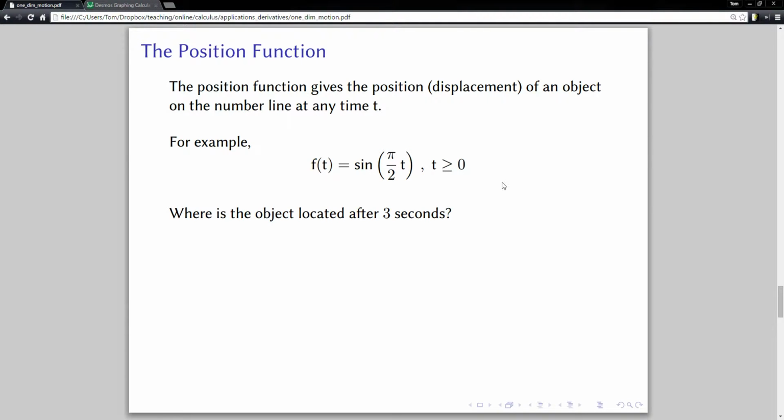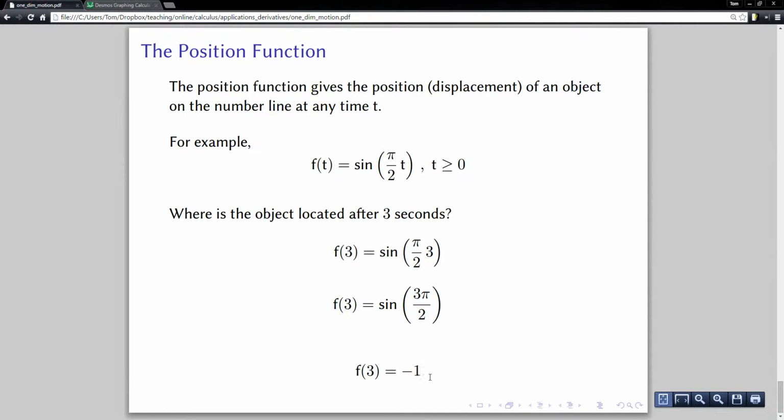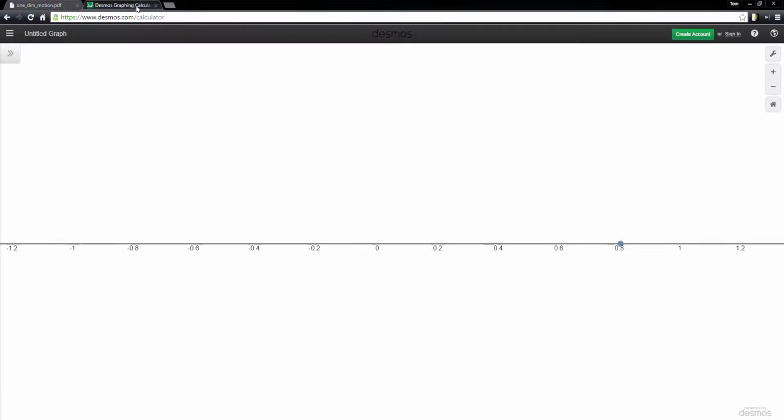Say we wanted to know where the object is located after 3 seconds. What we would do is plug in 3 for the time variable and calculate that out. We get sine of 3 pi over 2, and the sine of 3 pi over 2 is -1. So 3 seconds after the object starts moving, it would be located at position -1 on the number line.